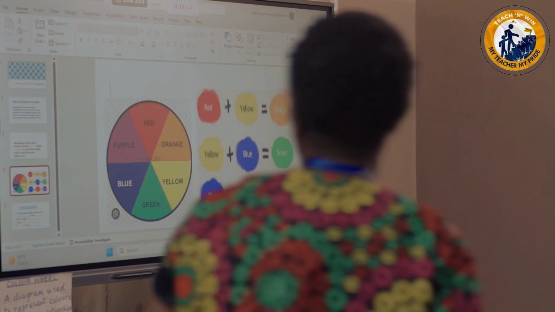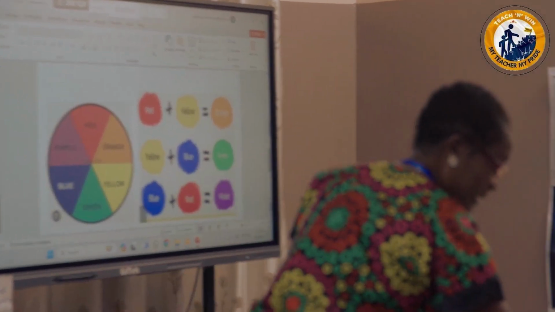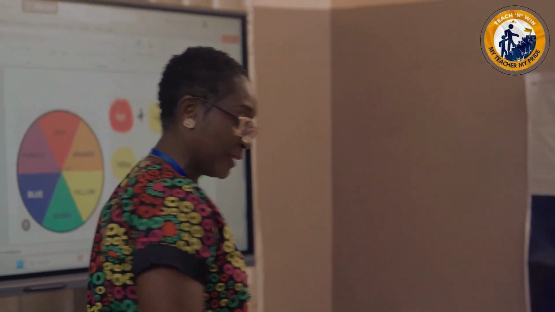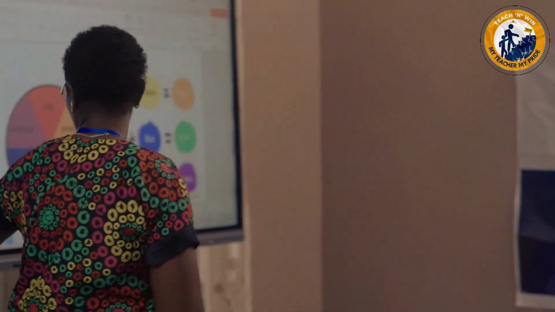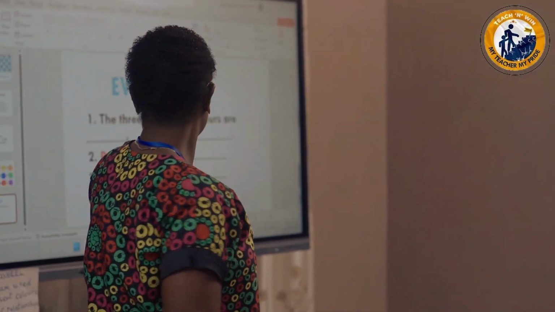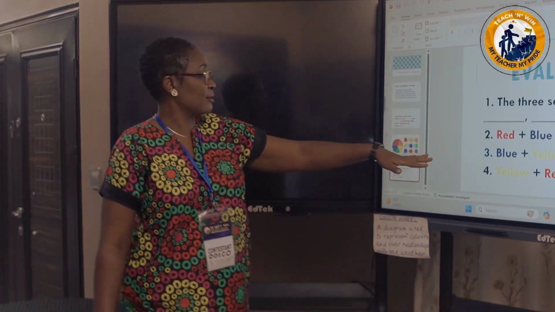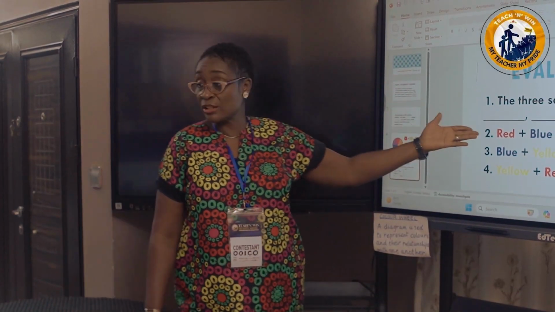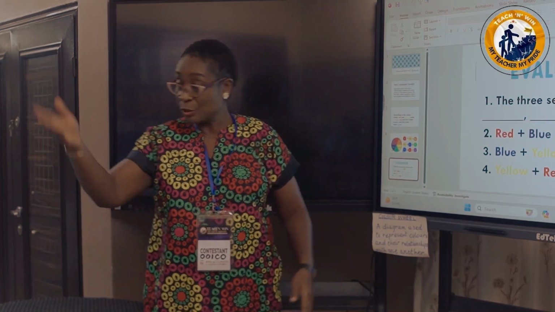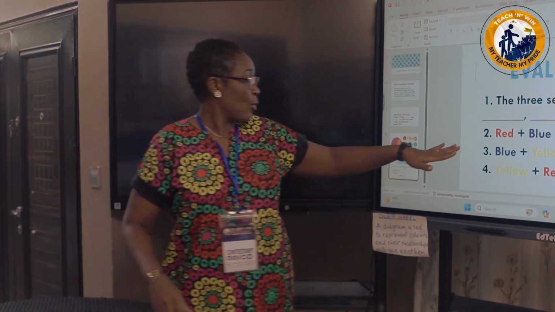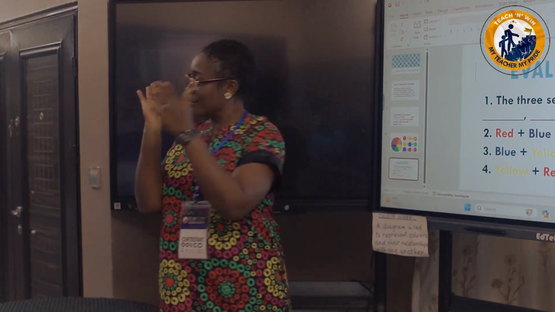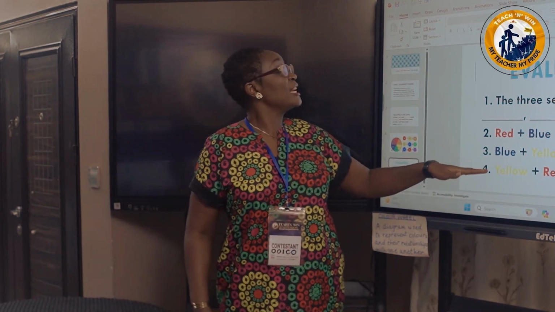These are class activities. I hope that you have seen your class activity. And when you go home, this is your evaluation. The 3 secondary colors, we just got them here. List the 3 secondary colors. Then when you mix red and blue, what do you get? You write it for me, this is your assignment. When you mix blue and yellow, what do you get? Write. And finally, when you mix yellow and red, what do you get?